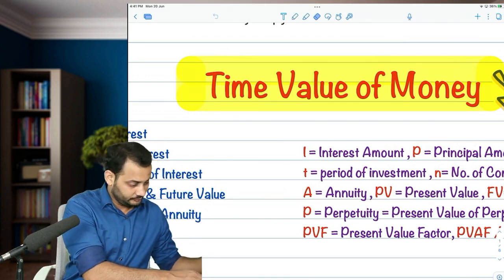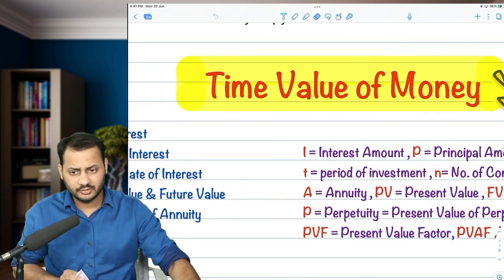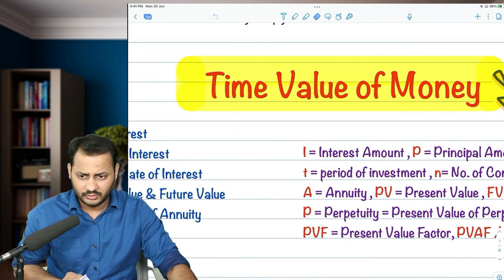Just a second. So have a look. What is this? So this is a 100 rupee note, okay?